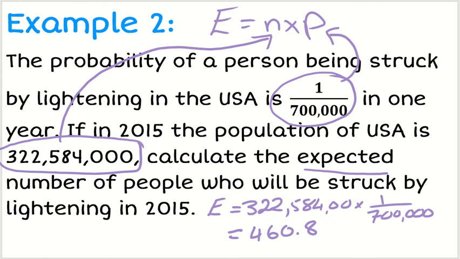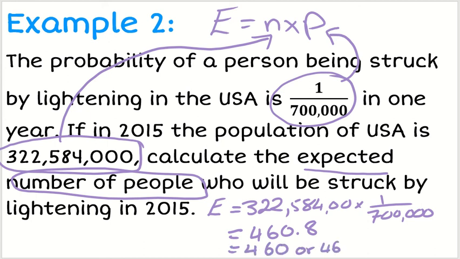Now let's just think for a moment, what does this represent? What have we found? Well, we found the expected number of people who will be struck by lightning. Now I've got a decimal there, 0.8. Is it possible to have 0.8 of a person? Most of us would argue probably not. So because I'm talking about a number, I've got discrete data, I need to round this. So my answer is actually going to be either 460 or 461 people. Notice how I've rounded those, and it can round both up and down.